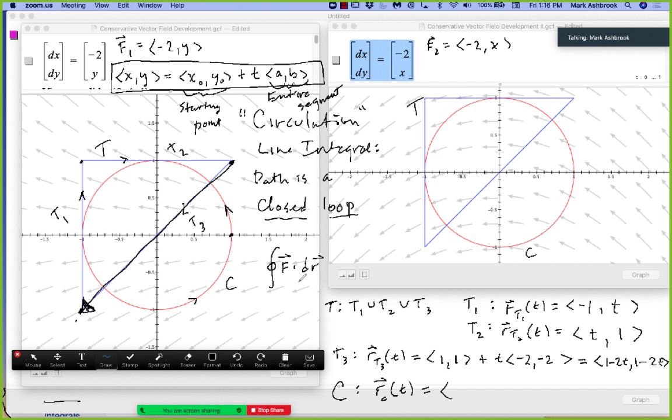How can we parameterize a circle starting here and going counterclockwise around? Cosine t, sine t. Yeah, definitely want to use that. When we talked about this when we were learning vector functions, the natural way to parameterize circles and ellipses is with cosine and sine.